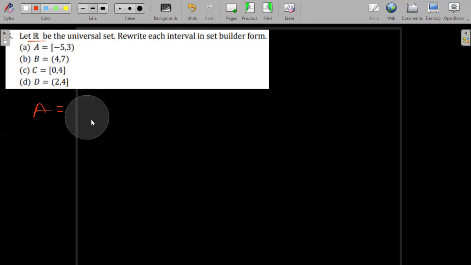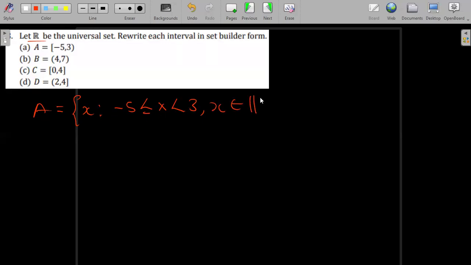So they're telling us it's from -5. In set notation, we say X such that, and this would mean I'm moving from negative 5. And negative 5 has a square bracket there, so it's going to be less than or equal to, meaning negative 5 is part of my interval, and then less than 3. And of course, they've told me that let R be the universal set, meaning that where I'm getting my X is from the universal set. That's why it comes there like that.